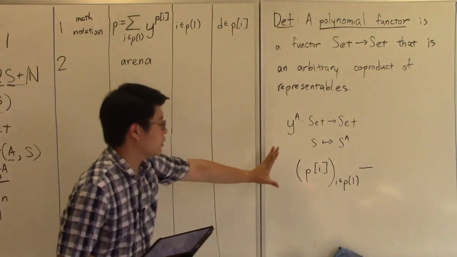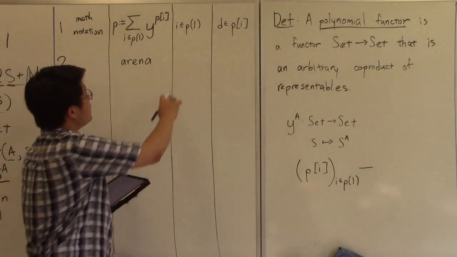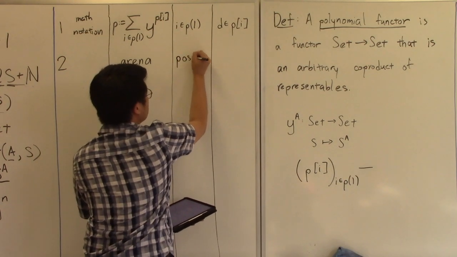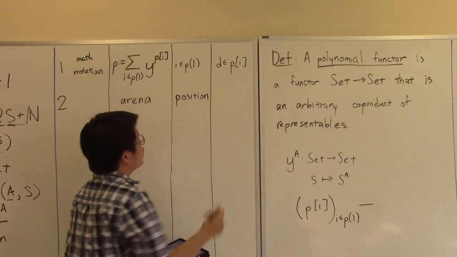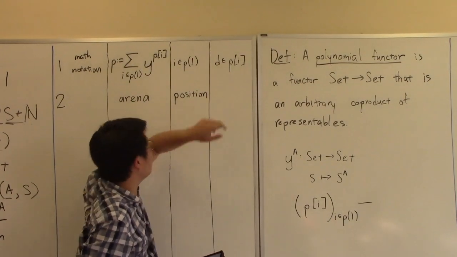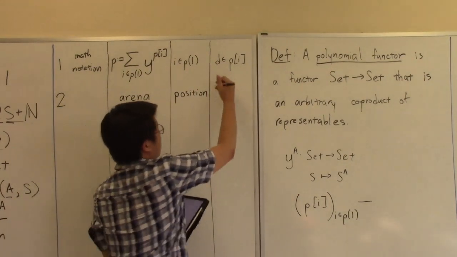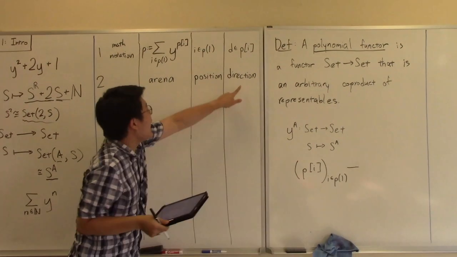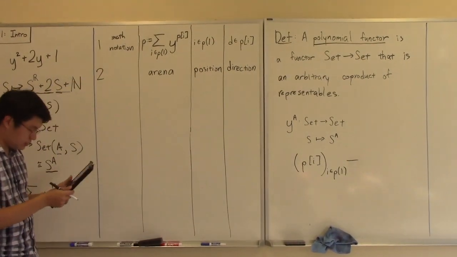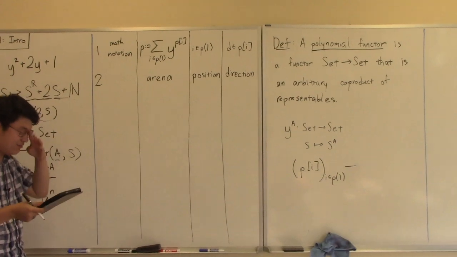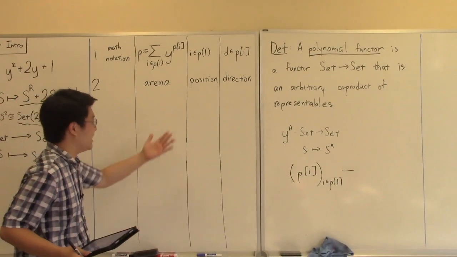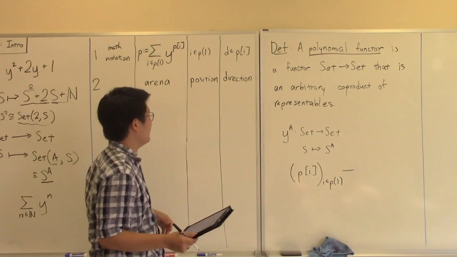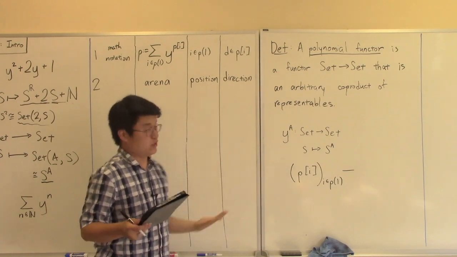We're going to call this family of sets an arena. Each element of this index set, P of 1, we call a position. And each element of P bracket I, for a position I, we are going to call a direction, specifically, a direction at the position I. You can think of this as standing in an arena, in some position, and you have a bunch of directions you can go in. At each position, you have some directions.